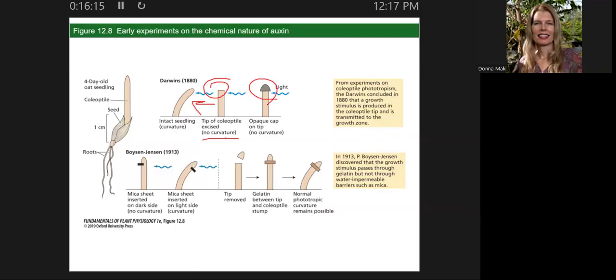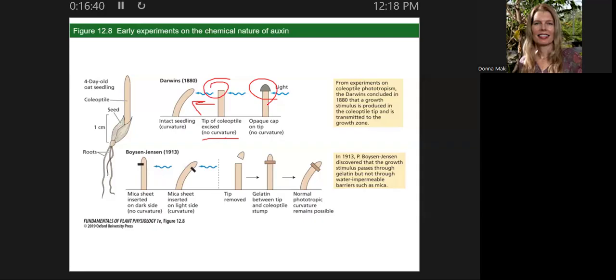So then they said, okay, based on these sets of experiments, it seems like there's something in the tip of the coleoptile that is being produced in response to that unidirectional light and is somehow causing the bend of the coleoptile toward the light. So after he published that, then a bunch of other scientists got in on this.